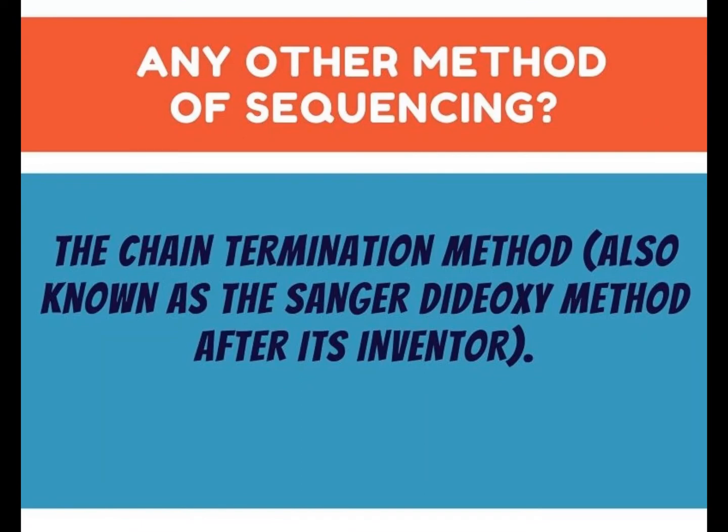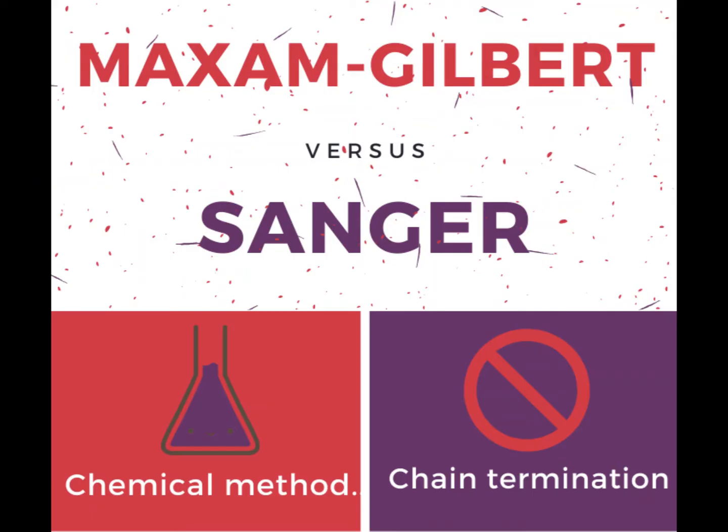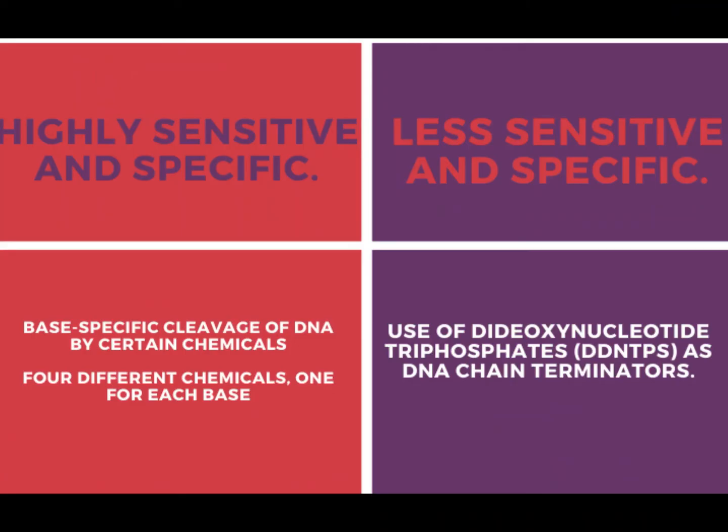The next question is, is there any other sequencing way for DNA? Yes, it is called the Sanger dideoxy method after its inventor, and also the chain termination method. Now let us differentiate between the two. Maxam Gilbert method is a chemical method, whereas Sanger is a chain termination method. Maxam Gilbert is highly sensitive and specific, whereas Sanger is less specific and sensitive. Maxam Gilbert uses base-specific cleavage of DNA by certain chemicals, 4 different chemicals, one for each nucleotide, whereas Sanger uses dideoxynucleotide triphosphates or ddNTPs as DNA chain terminators.